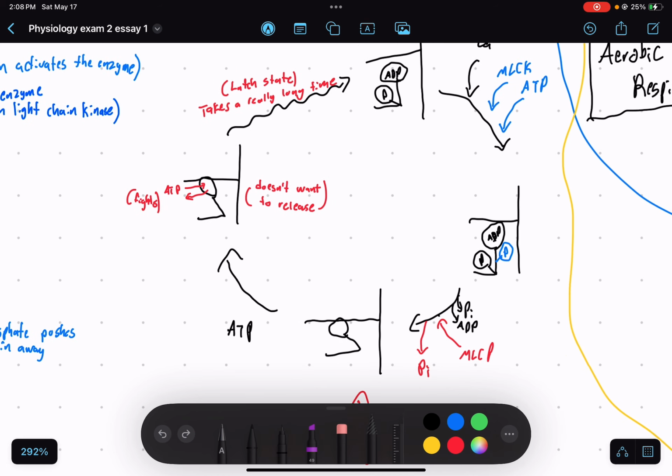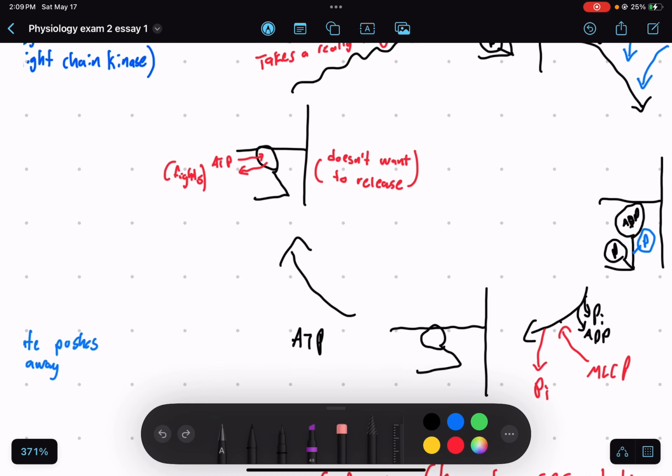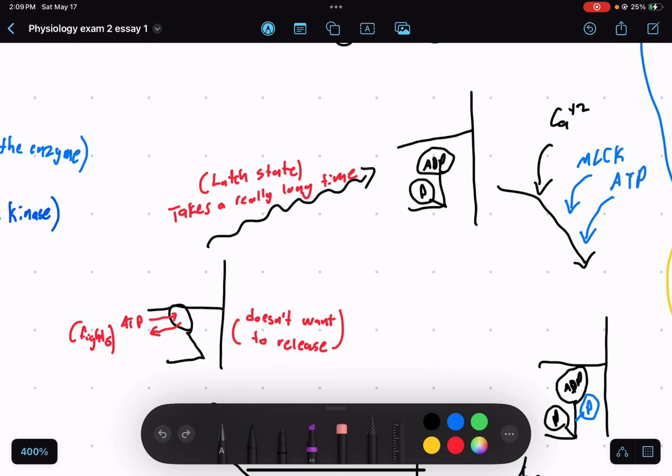Whenever that conformation changes a second time, the ATP is going to try to hydrolyze, but due to the conformation changing a second time when that phosphate was removed, that ATP is going to have a harder time coming in, so it's going to take a lot longer because it doesn't want to release. So we call this the latch state, as it takes a long time for that muscle to reach that relaxed, recovered state.